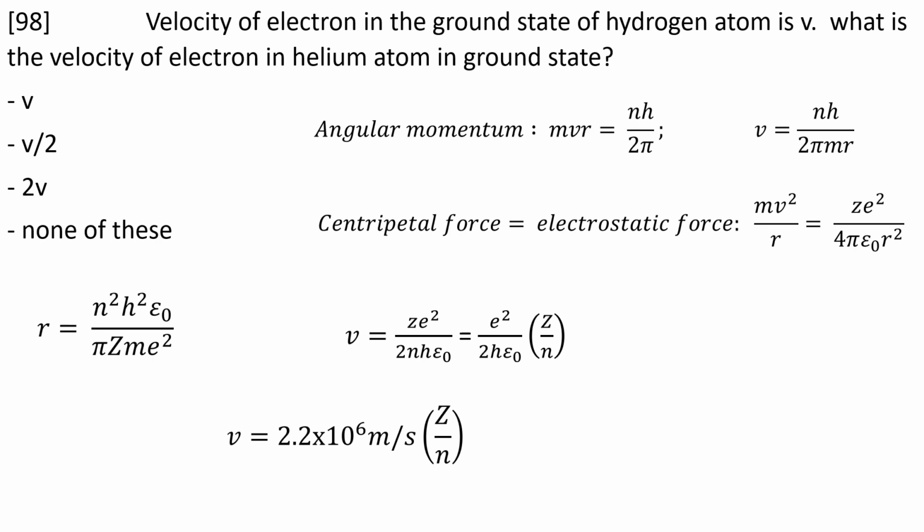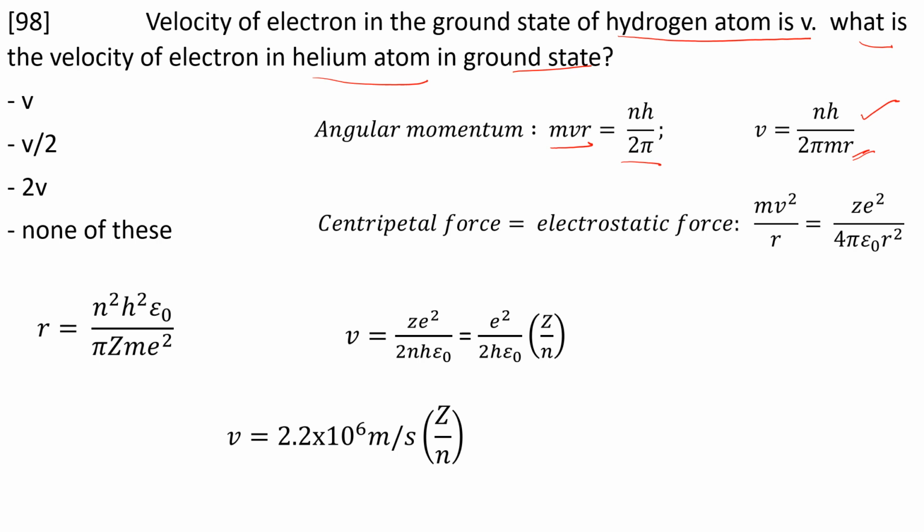Velocity of electron in ground state of hydrogen atom is v. What is the velocity of electron in helium atom in the ground state? Now you know that angular momentum is conserved as well as quantized, which is nothing but mvr is nothing but nh by 2 pi. From that you will get v in terms of the radius r.